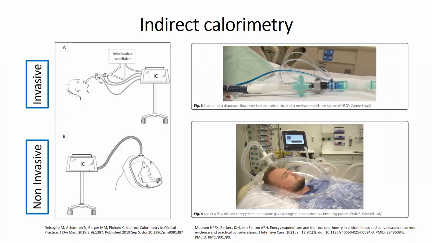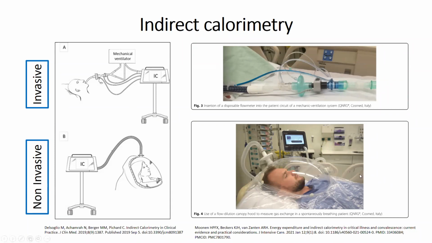Indirect calorimetry can be applied to both invasive and non-invasive mechanisms, and the technology has improved significantly over the years. In fact, there is one device called the QNRG, which has been tested for accuracy with FiO2 ranges of 0.2 to 0.7, and it can be used both in mechanically ventilated and spontaneously breathing patients. So the technology has improved. In mechanically ventilated patients, the device would essentially be hooked up inline, and it's measuring the gas exchange.